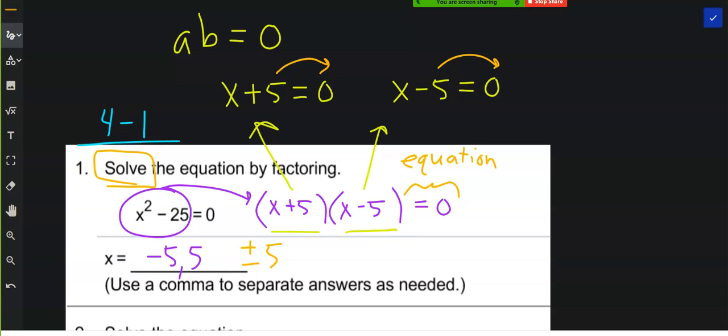So what I'm doing is I'm just taking the equation and I'm solving it for x. And here we get x equals -5. And here we add 5 to both sides and get x equals +5.